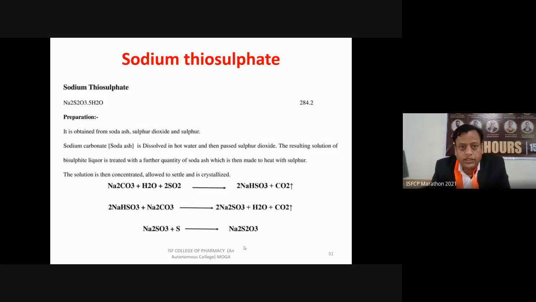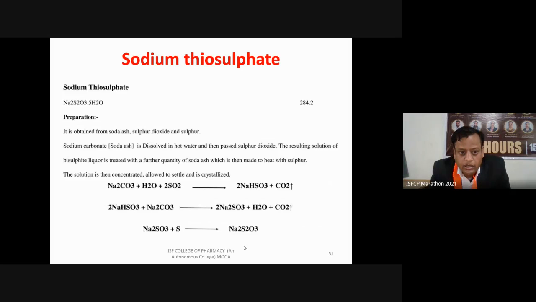The next drug is sodium thiosulfate, Na2S2O3·5H2O. So how is it prepared? It is obtained from soda ash, sulfur dioxide and sulfur. Sodium carbonate is dissolved in hot water and then sulfur dioxide is passed through it.